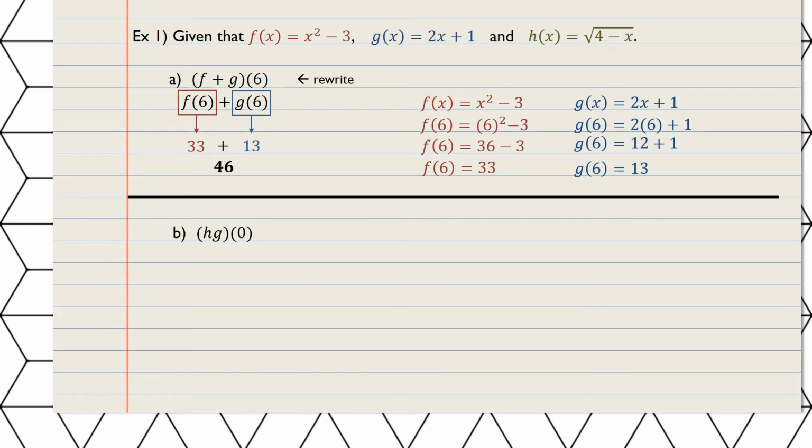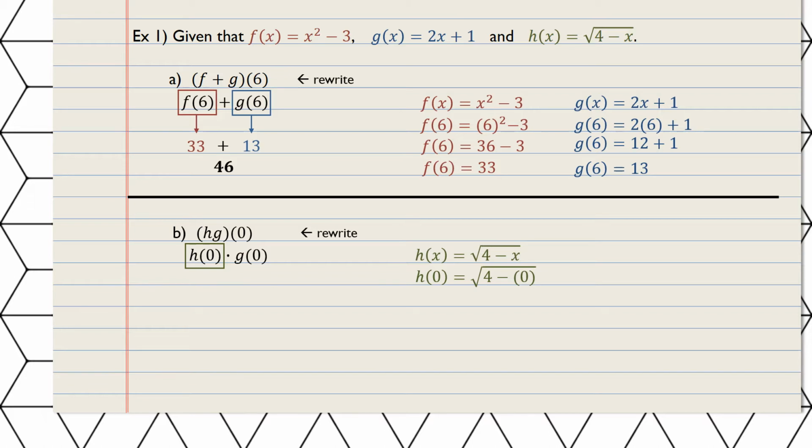Part B asks us to find h times g of 0. And so the first thing we need to do is rewrite this. What does this really mean? Well, the first function we see is h, so it means h of 0, times, now the second function is g, so g of 0. Now the first function is the h function, which means we must use the appropriate function, which is the square root of 4 minus x. Now every time we see x, we must plug in a 0.